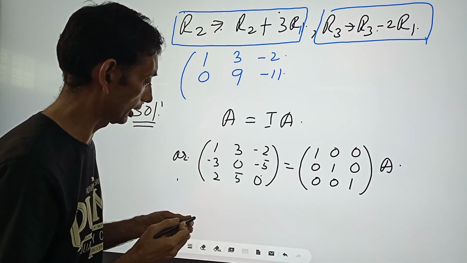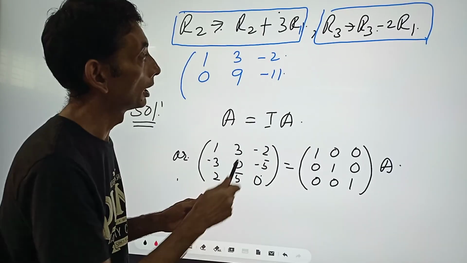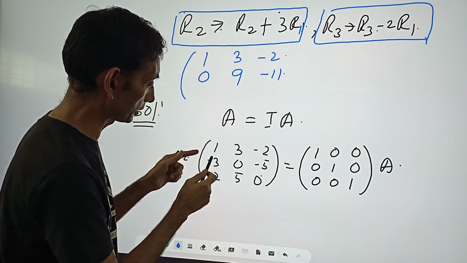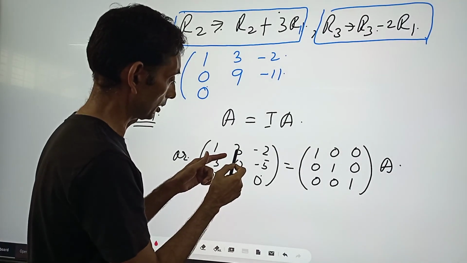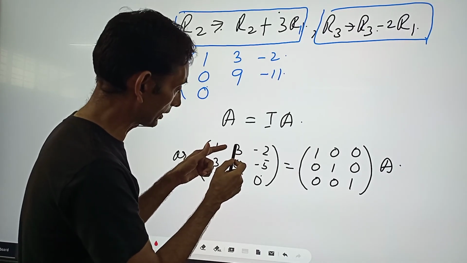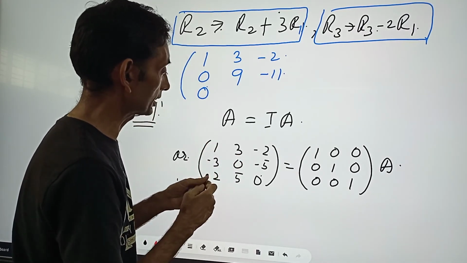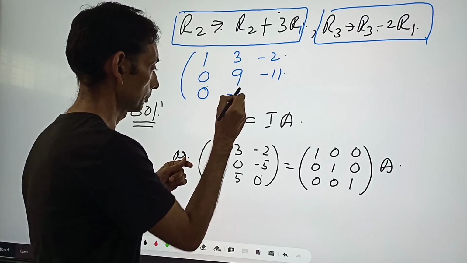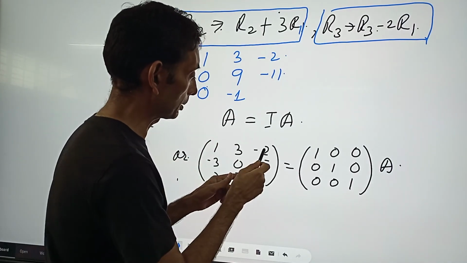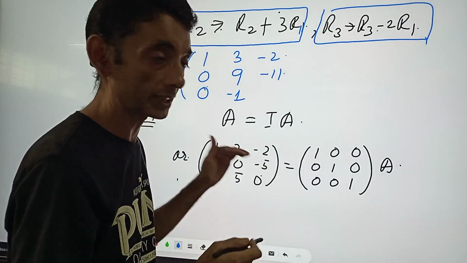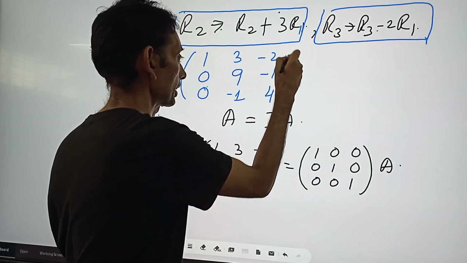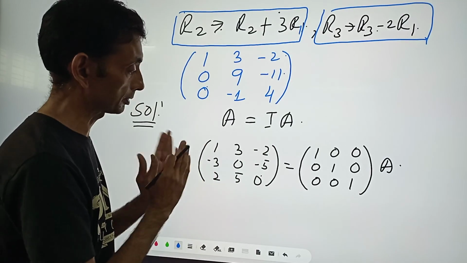Similarly, we'll multiply the first row by minus 2. If you multiply by minus 2 and add, this will be 0. And if you multiply this number 3 by minus 2, it will be minus 6 plus 5, so it will be minus 1. And we multiply minus 2 by minus 2, so it will be plus 4. So these are the changes in this matrix.